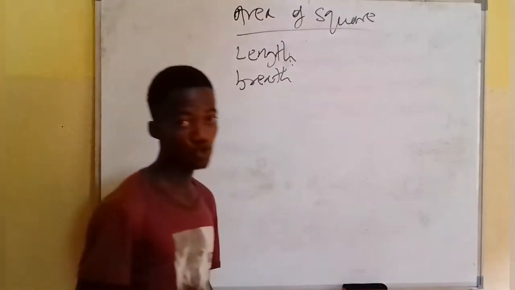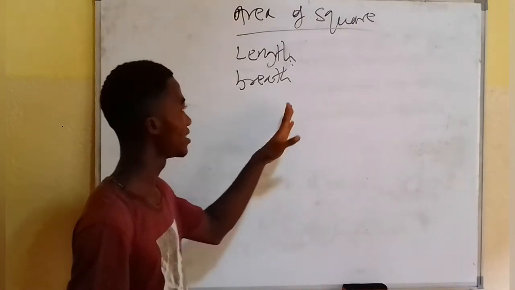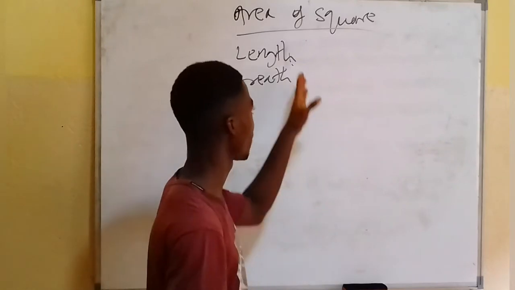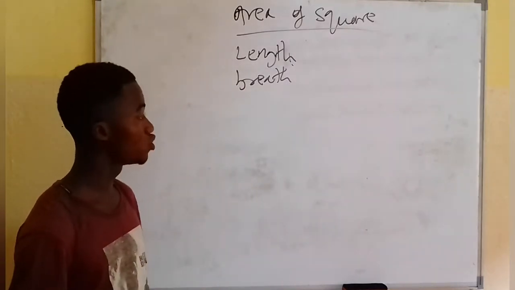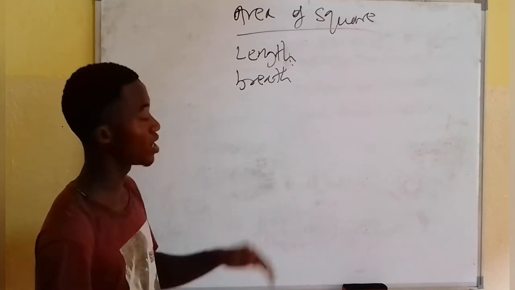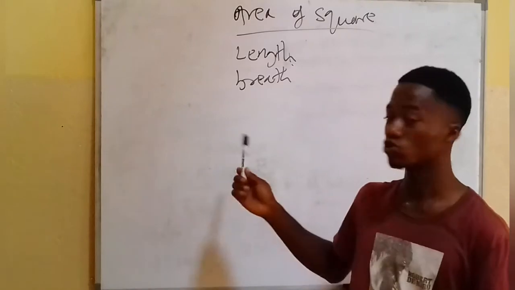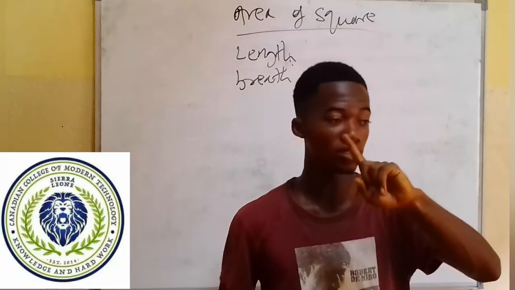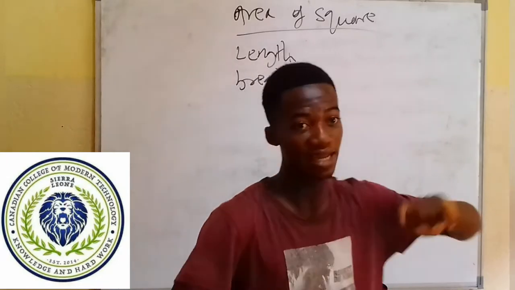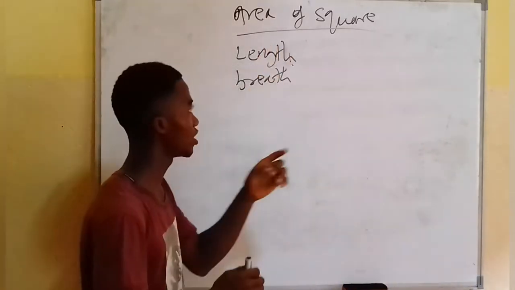There are two things you need to understand when you are asked to calculate the length and the breadth of a square. For example, to calculate the area of a square, you have to calculate it by length times breadth, so that you can get the area of this square. You have to calculate the length and the breadth so that you might be able to know the area of this particular square.